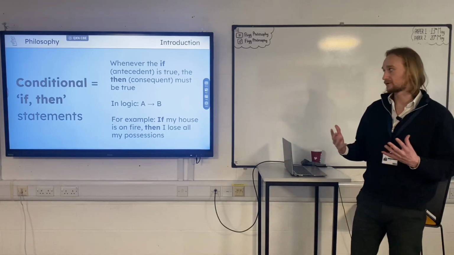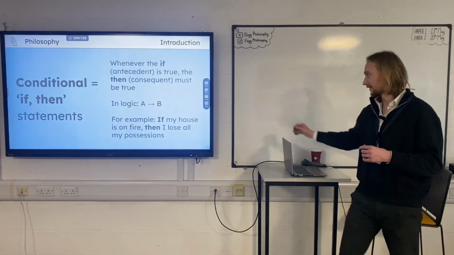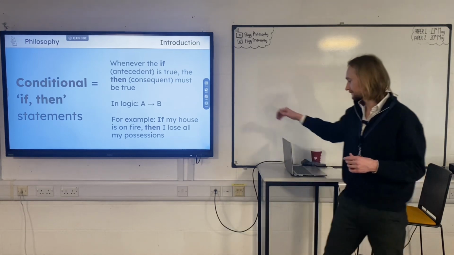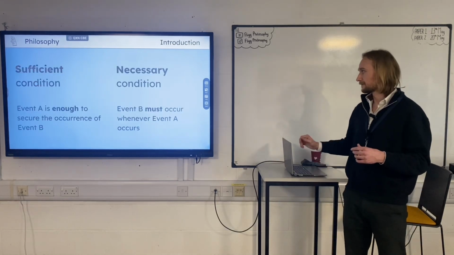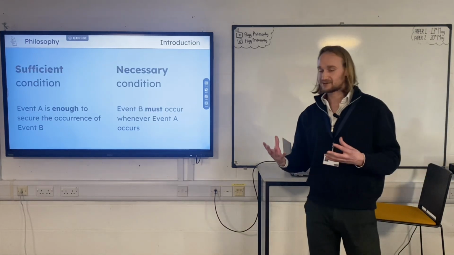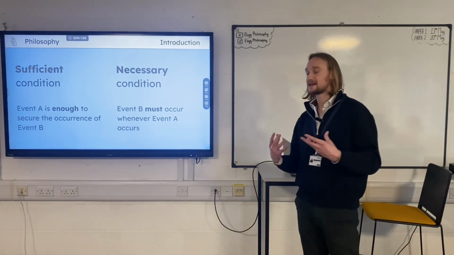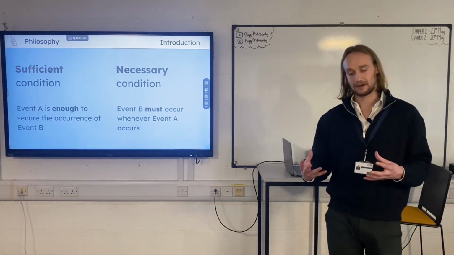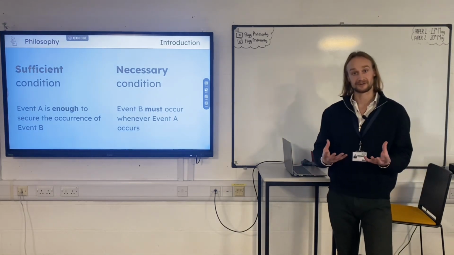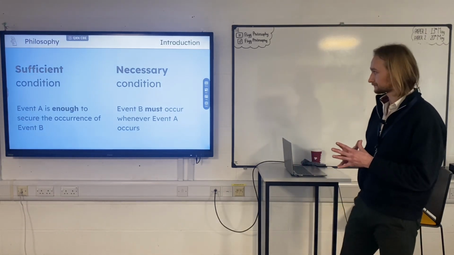If-then statements we call conditionals, okay? And that's how you regiment it in logic. This comes to what we call the sufficient and necessary conditions. So sufficient and necessary conditions in logic are to do with conditional statements, the if-then statements.